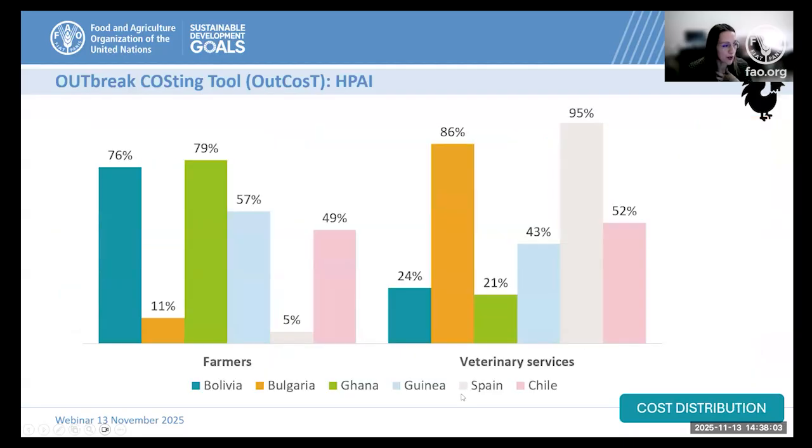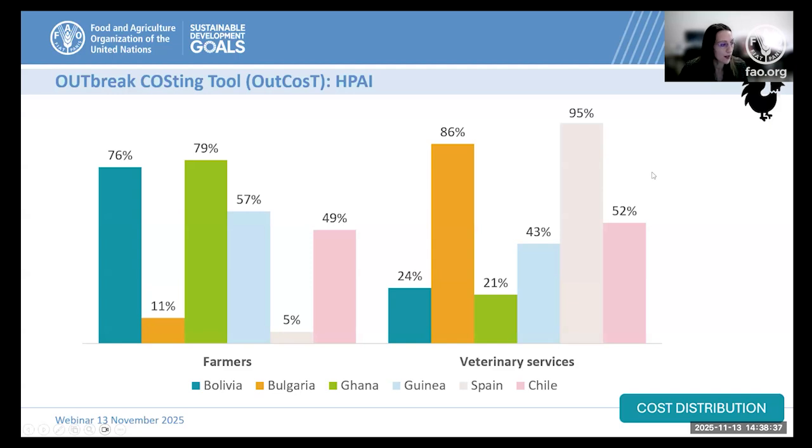When you look at the cost distribution, you can see that farmers paid the most in Bolivia, in Ghana, and also in Guinea. But for veterinary services, you can see that in Spain, for example, the veterinary services paid for almost everything, and the same for Bulgaria. And if you look at Chile, it was almost 50-50.